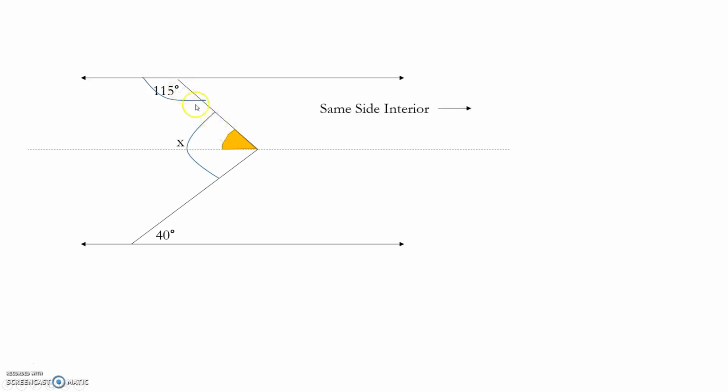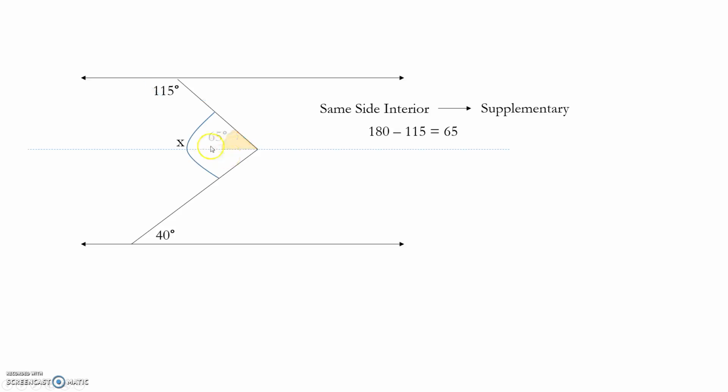The relationship here, they are on the same side of my transversal, and they're in the interior section. That makes them supplementary. Therefore, 180 minus the 115 is 65. This is a 65 degree angle.